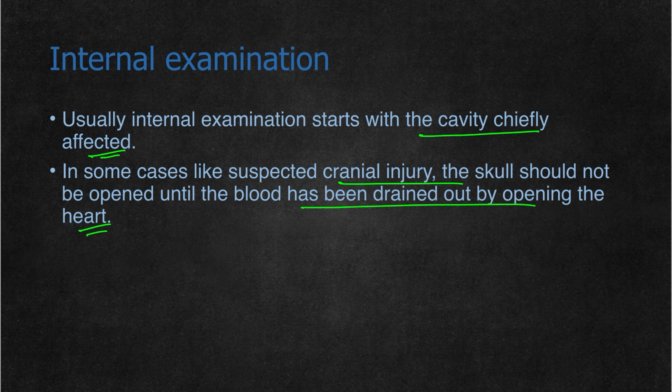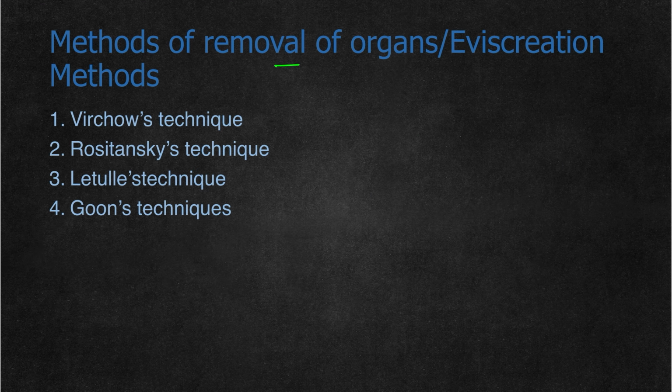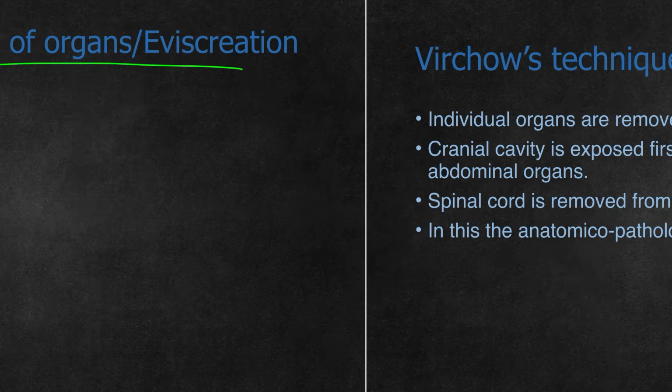In other cases, usually whatever organ is affected can be dissected, but there are different methods of removing the organs, which are followed. There are different methods of removal of organs, or evisceration methods. First is Virchow's technique, then Rokitansky technique, Letulle's technique, and Ghon's technique.